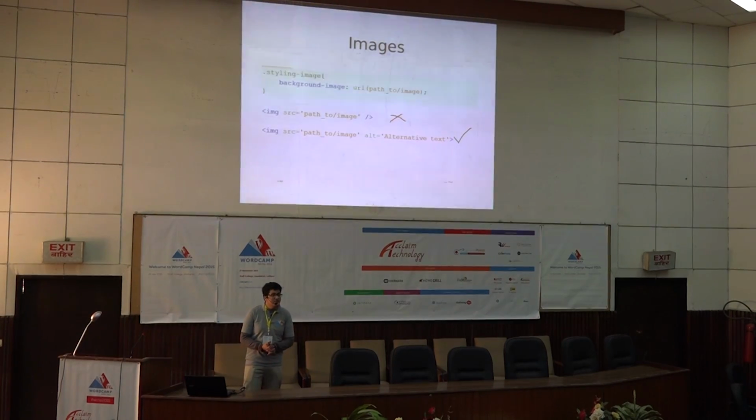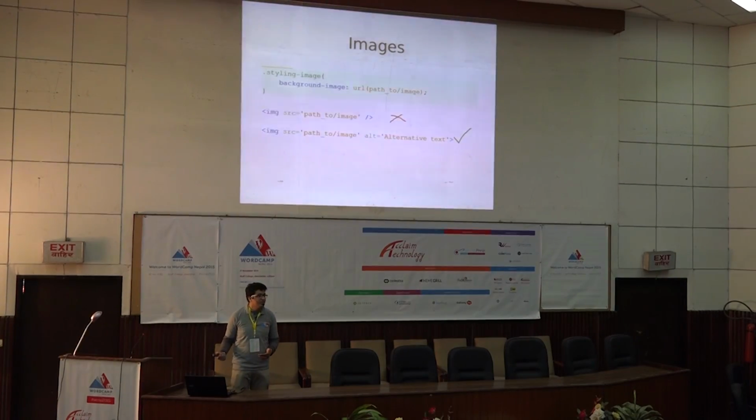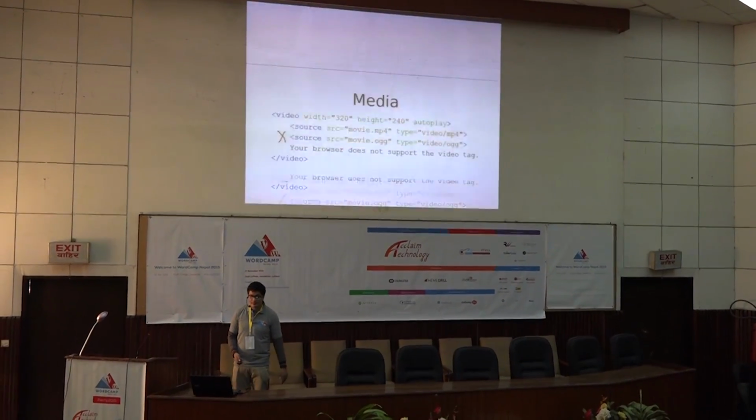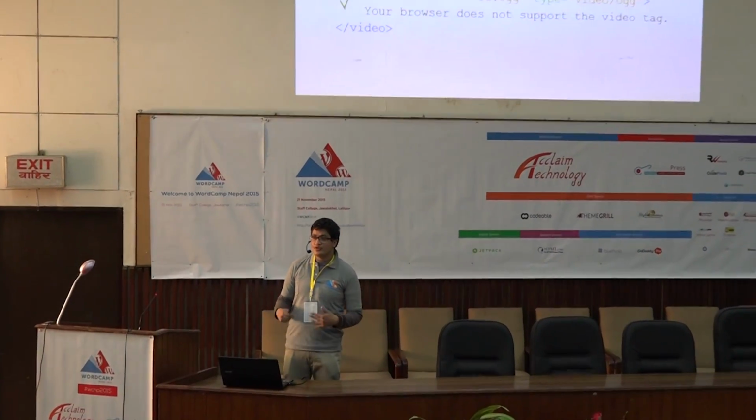So images, we use images in our website. It adds beauty to our website. If we are using images for styling, then we should use CSS rather than making some element and making it a background. And if we are using an image tag, then it should have an alt tag, and it is better if you could add a description tag too.